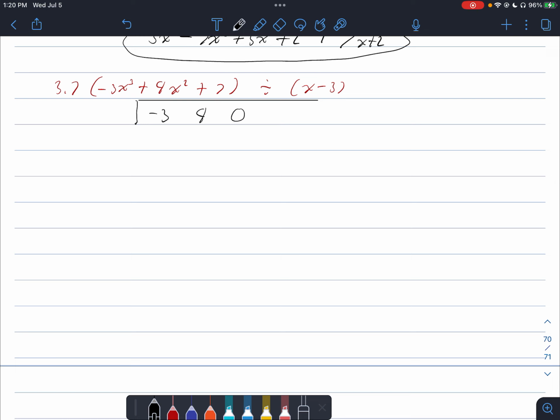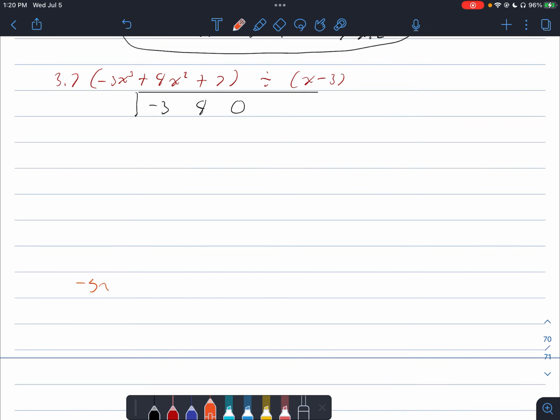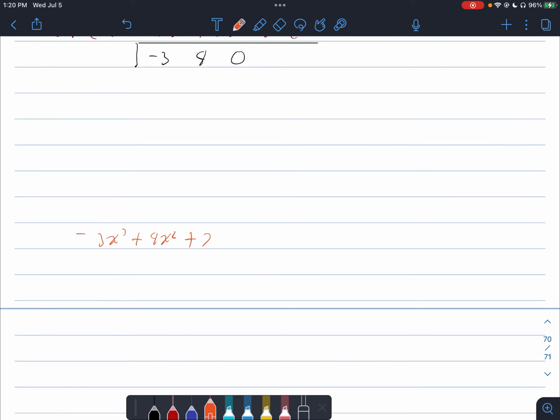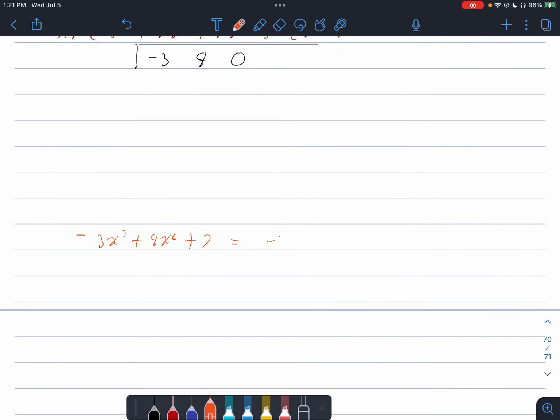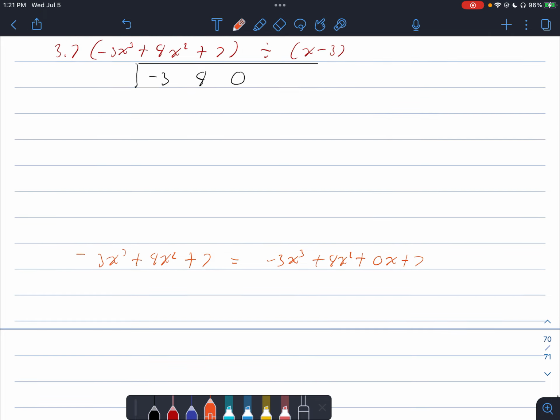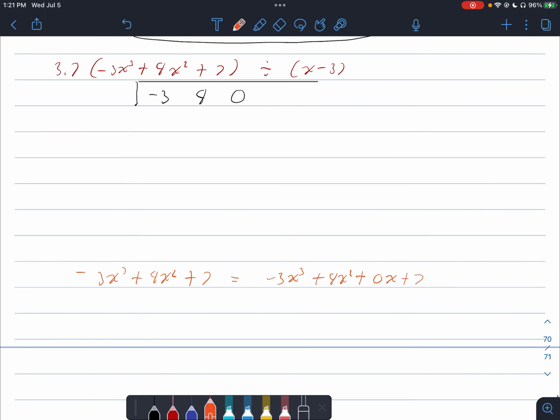So we're going to put a 0 here. And the reason for this is we can think of this polynomial, negative 3x to the third plus 9x squared plus 7, as actually equal to negative 3x to the third plus 9x squared plus 0x plus 7. So this will be a polynomial written out fully in descending order. And that's how you have to write this here, okay? So we're going to use that. So then our next term will be 7. And we said our R value was 3.